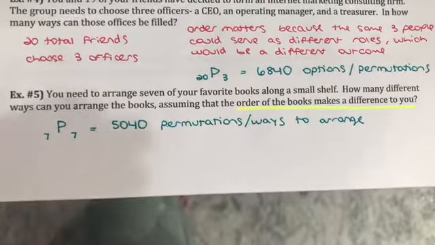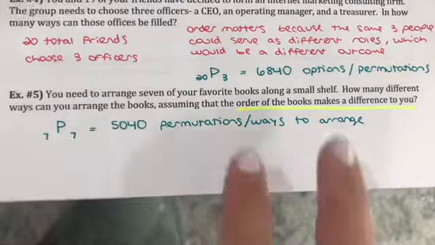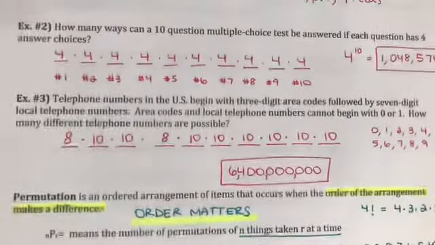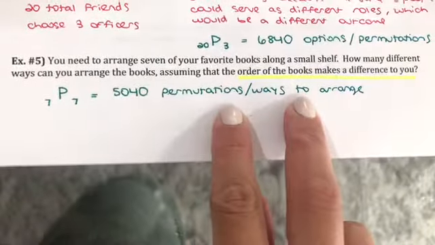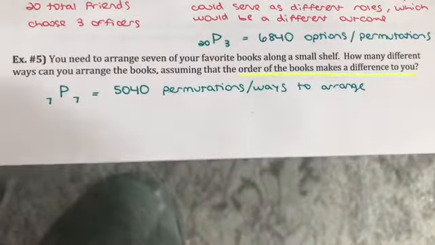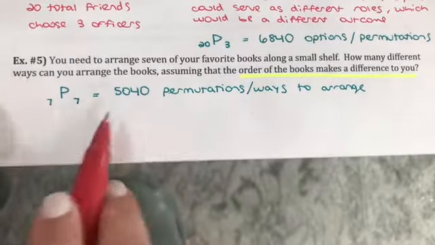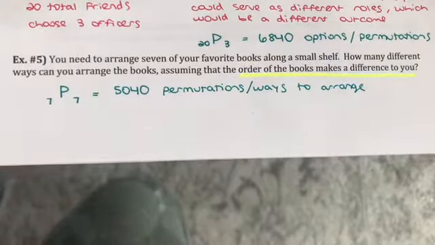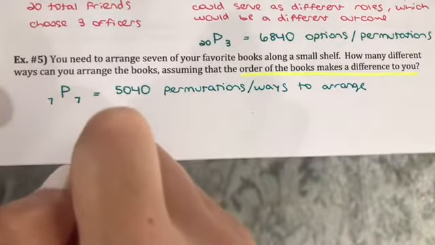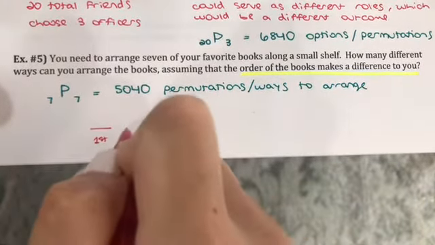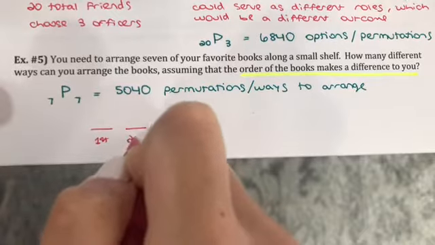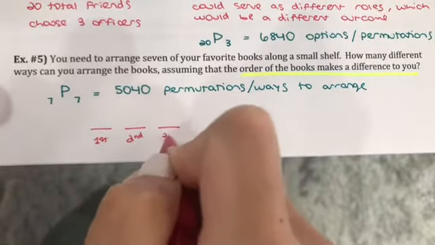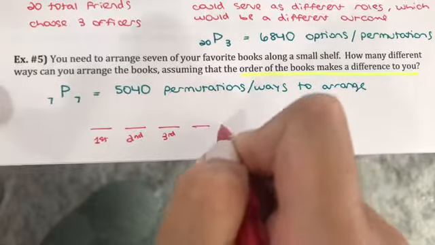Now, if we wanted to do this by hand using our fundamental counting principle, that is possible here if we just think about what's actually happening. For the first book, I've got a space right here. Here's the second, here's the third, and so forth.